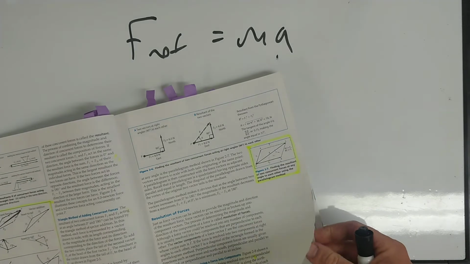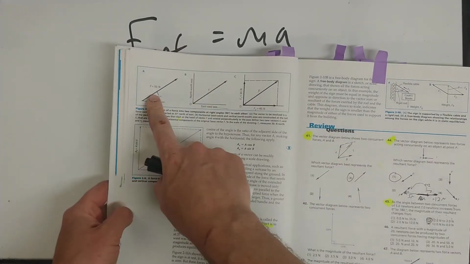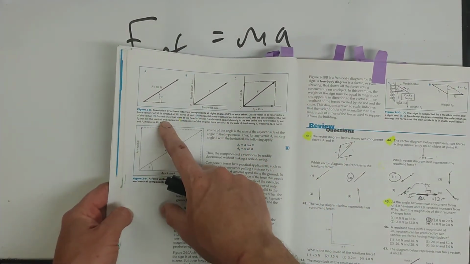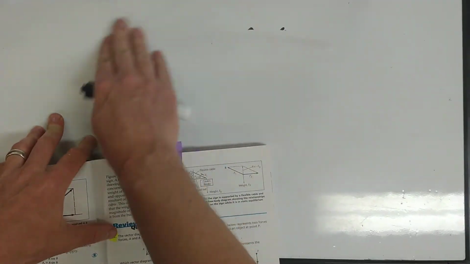And really the main thing we do with that, just like on the top of page 36 here, is breaking a vector into its components using SOHCAHTOA. All right, so I'll just look at a basic one there.